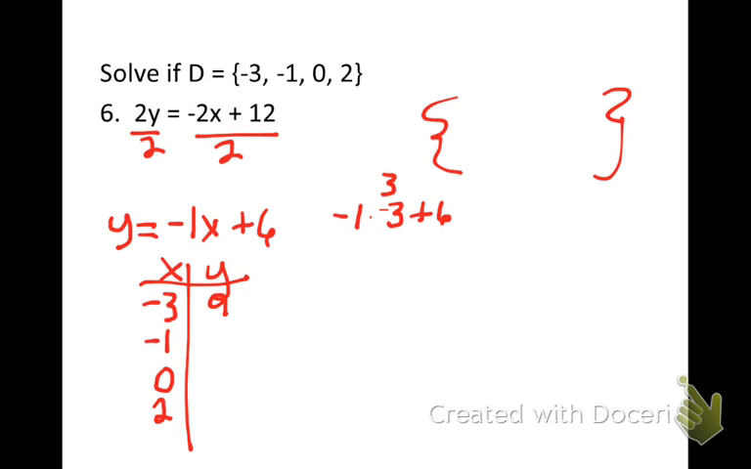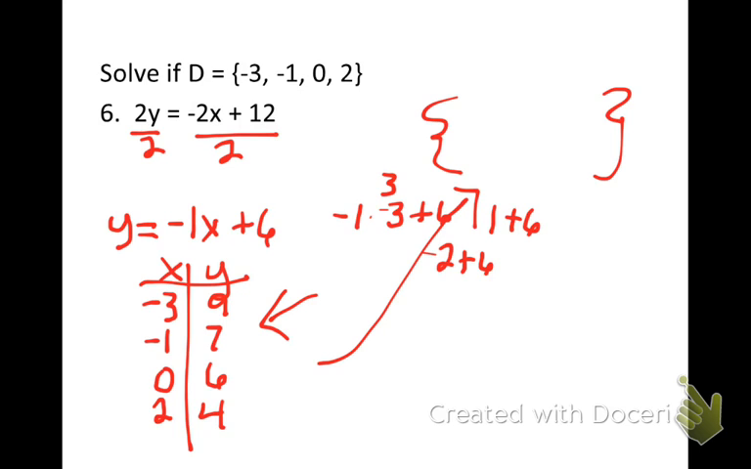Now if I put a negative 1 in, again, if you can do this in your head, negative 1 times negative 1 would be positive 1 plus 6 would give me a 7. Put a 0 in, negative 1 times 0 is 0, plus 6 would be 6. Put a 2 in, negative 1 times 2 would be negative 2, so negative 2 plus 6 would be 4. So there it is in a table form, or if you want to write it as a set of ordered pairs, you may. To me, table's easier, but that's up to you.